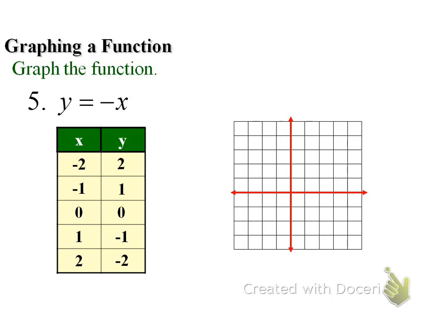So to graph negative 2, 2, I go left 2, up 2. Negative 1, 1, I go left 1, up 1. 0, 0 is at the origin. Right 1, down 1. Right 2, down 2. And connect it with a line. What are your questions on graphing this function?